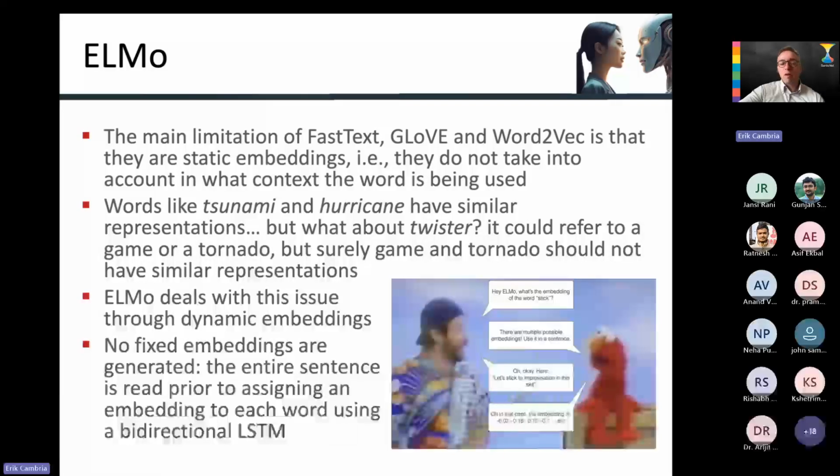So every word, or at least a word that had multiple senses, would have a different embedding based on the context, based on the sense in which the word was used in a given context.